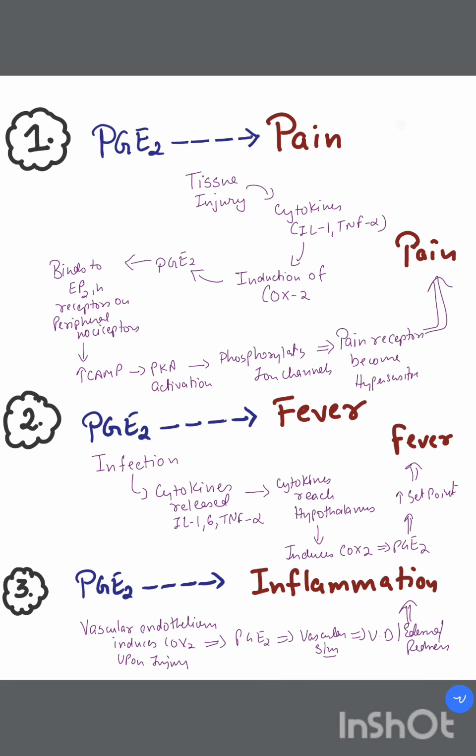Similarly with fever, whenever there is infection due to any organism, there is a surge of cytokines, which reach the hypothalamus, induce COX-2, which leads to release of prostaglandin E2, which increases the set point in the hypothalamus and leads to fever. Same with inflammation. Vascular endothelium induces COX-2 upon injury. Inflammatory prostaglandin is formed, vascular smooth muscle is dilated, leading to leaking out of fluid from the blood vessel, leading to edema and redness.